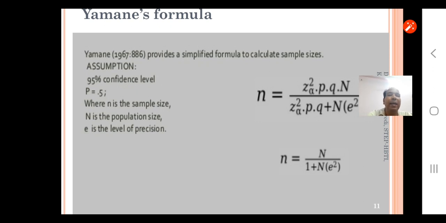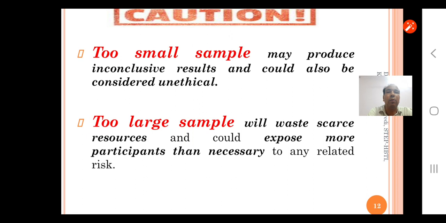Here, if I have the value of population and the value of precision level, I can very easily and simply determine the value of the sample, that means the size of the sample. This is how I can calculate the size of the sample.